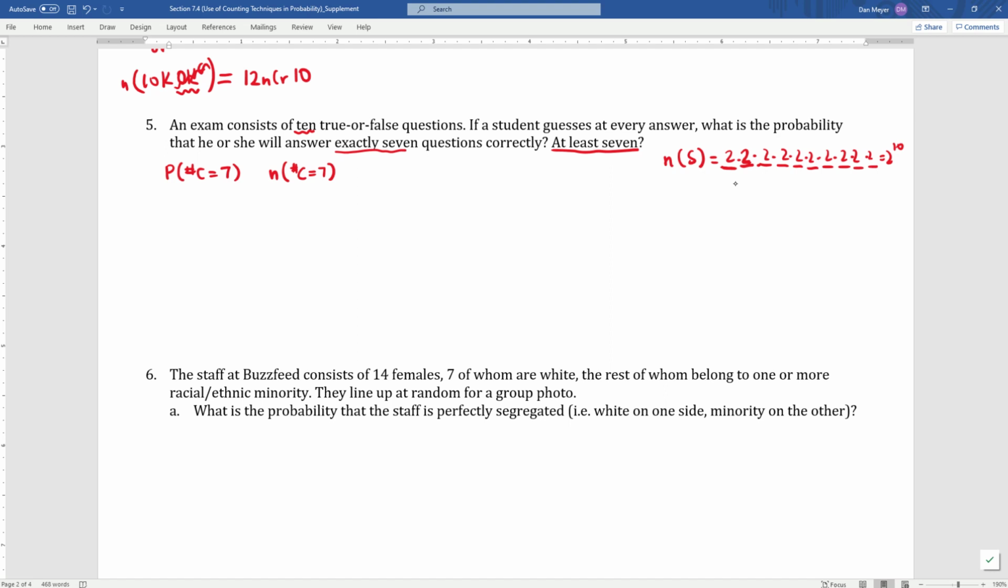And you can't answer the same question twice, so no repetition. The order doesn't matter. This is a combination problem. From the 10 questions, I have to choose 7 to answer correctly, and then the other 3 have to be incorrect. There's really no choice for the other 3. And so the probability that the number correct is 7 will be 10 choose 7 divided by 2 to the 10th.